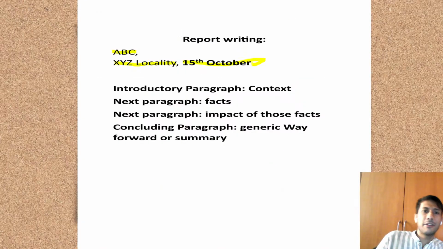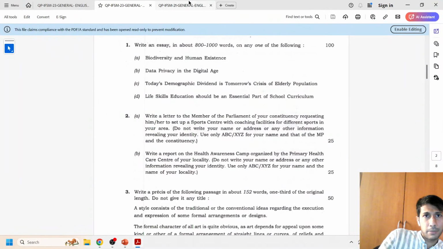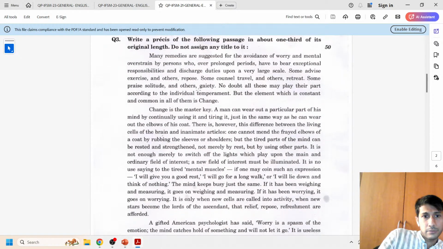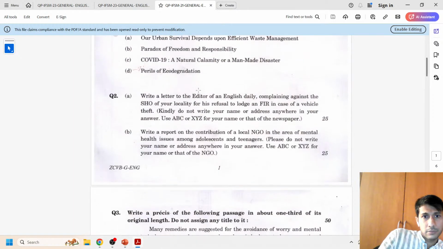Last is like a summary. Now, a report can be given for something like this, where a health camp was organized, but it can also be a report on some issue, right? I'll give you one example here.